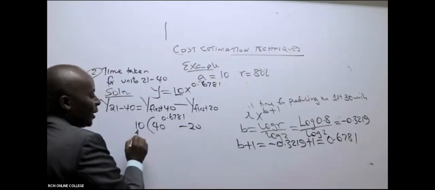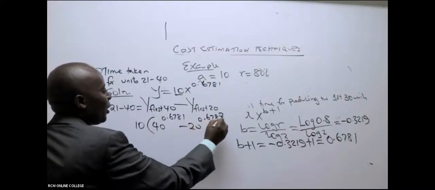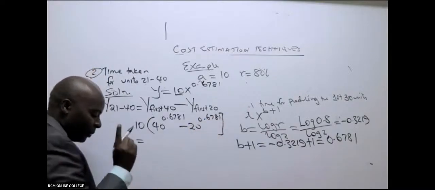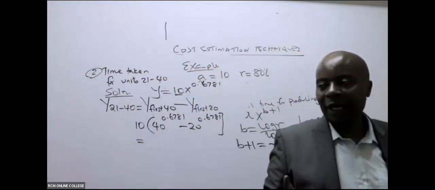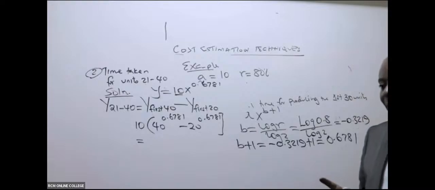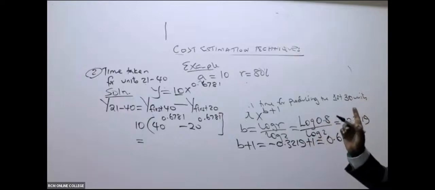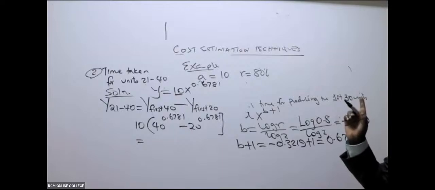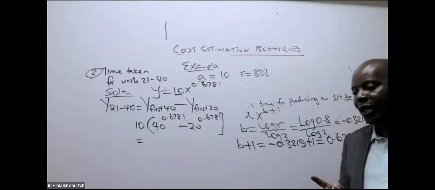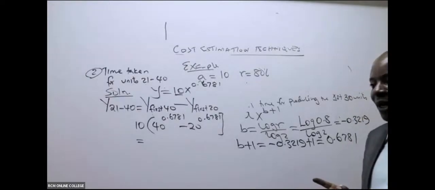Because you see now a is outside here, 20 raised to 0.6781. Is there somebody who is able to give me this answer? You say 10 times, open bracket, 40 raised to 0.6781 minus 20 raised to that 0.6781. You close brackets, you give me an answer. What are we getting here?